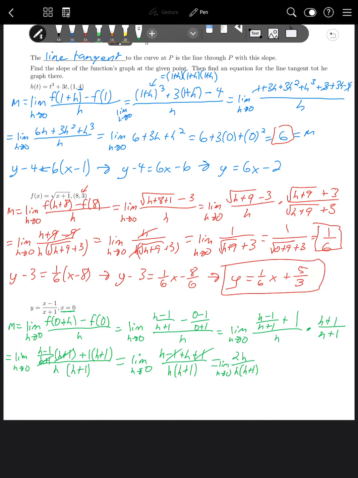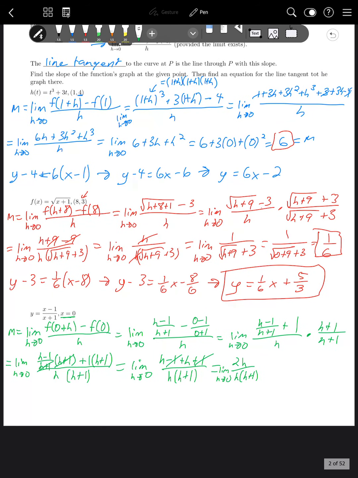And this is why we didn't distribute on the bottom, because now I can simply cancel an h. So this is the limit as h approaches 0 of 2 over h plus 1. Plug in 0 for h, and you'll get 2. So the slope here is 2, and we can do the same things we did with the first one. We can plug these in.